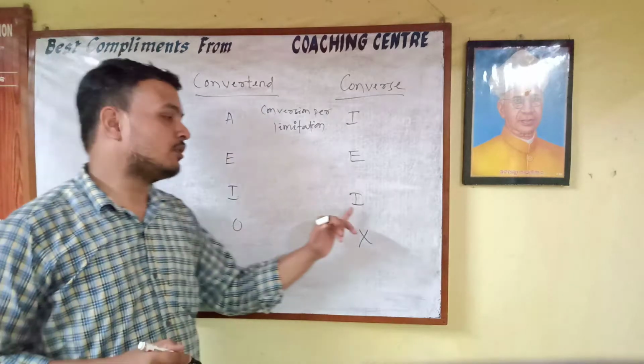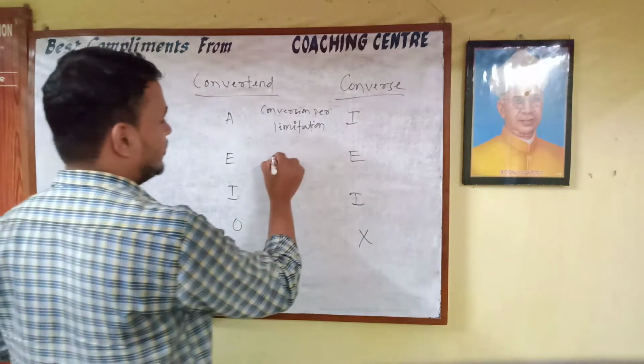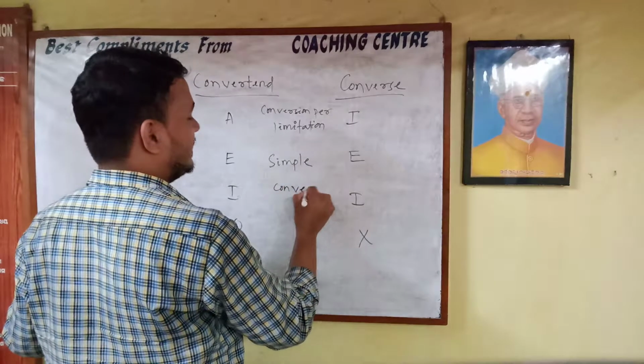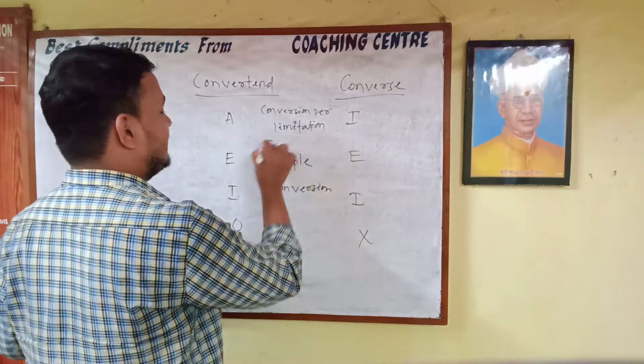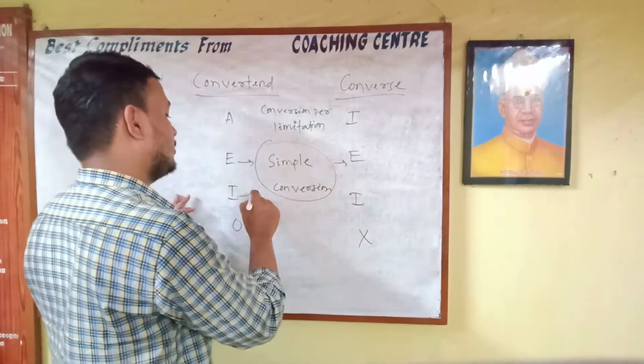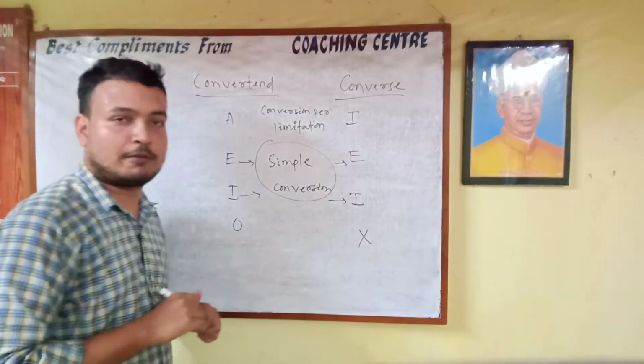Then E type of proposition will be converted to E type of proposition, and I type of proposition will be converted to I type of proposition. This is known as what? Simple conversion. E type of proposition to E type of proposition, I type of proposition to I type of proposition.